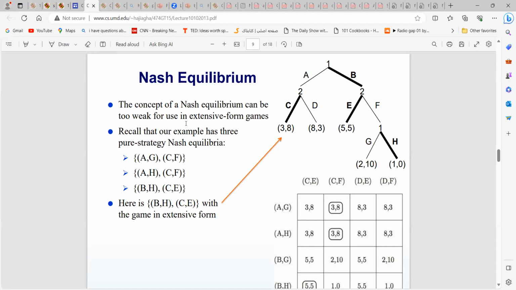But as you will see, this is one of these strategies that we have. And this is a game which is a Nash equilibrium case that we talked about, so this is the BH and C. This is one of the Nash equilibria that can be represented here. So in some sense, we can have several Nash equilibria, but we can have something like pure ones and more structures that we want to talk more about.